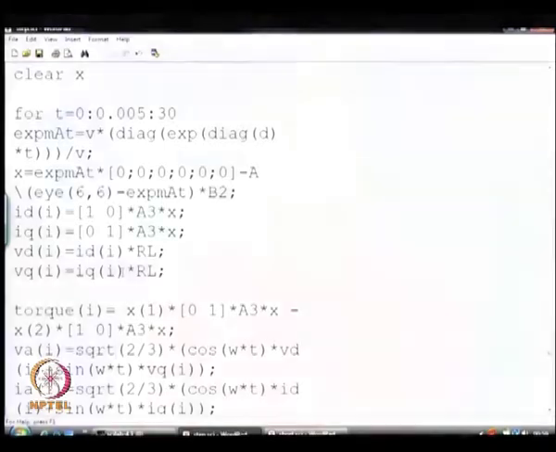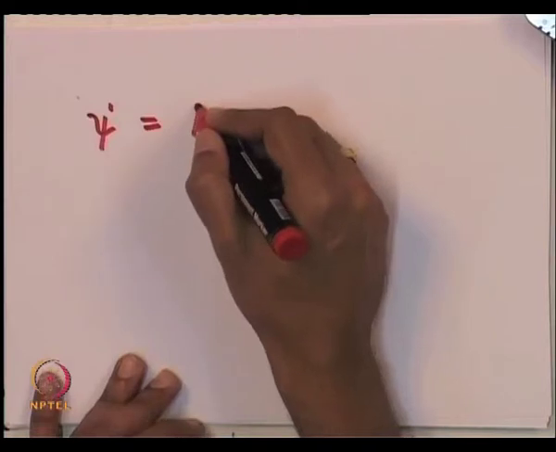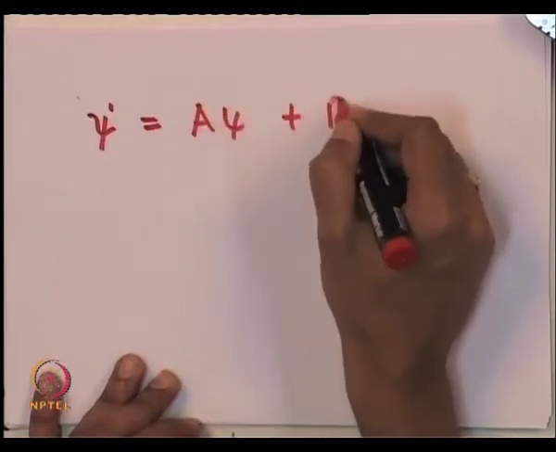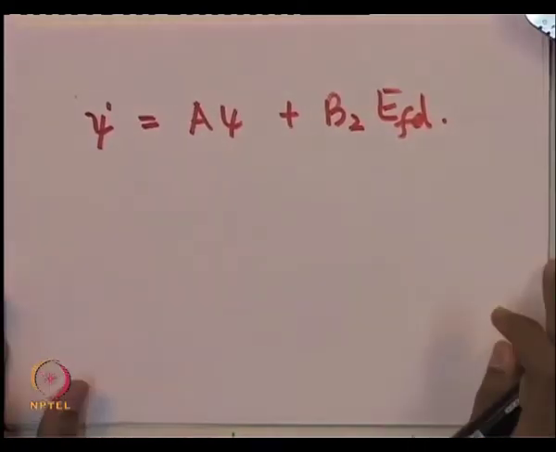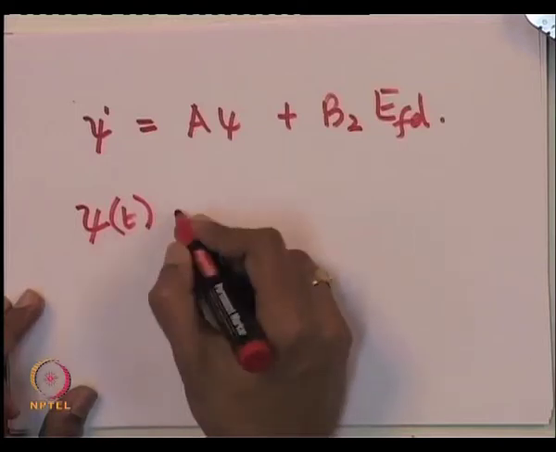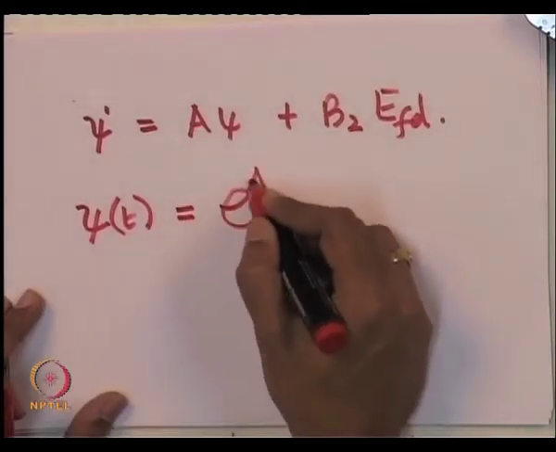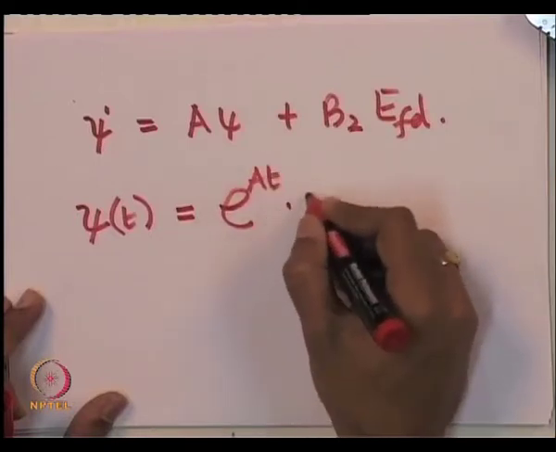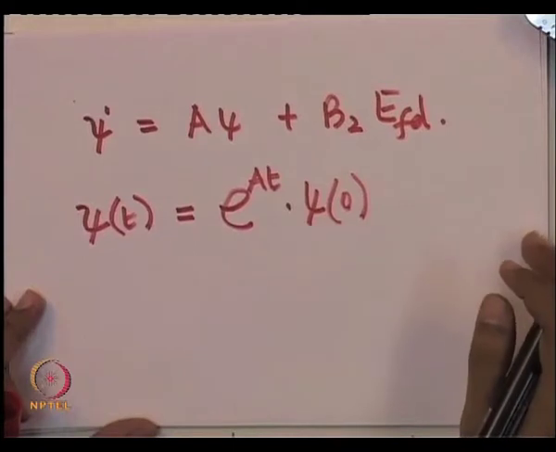So, what we will do here, of course, is not simulate the system using a numerical integration technique. Since these are linear equations, that is psi dot is equal to A psi plus B 2 into E f d, you know that psi of t is nothing but e raised to A t into psi of 0, at the time 0. We will assume all the fluxes are 0 initially.